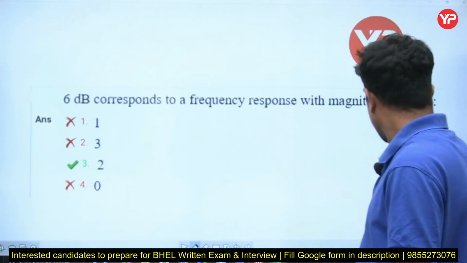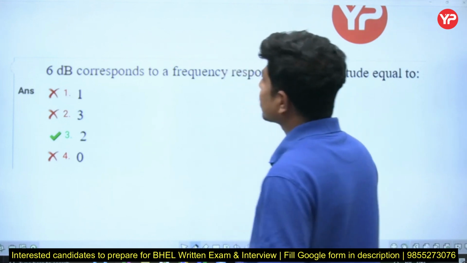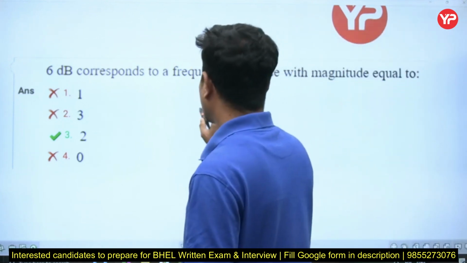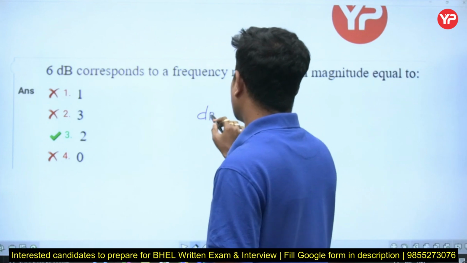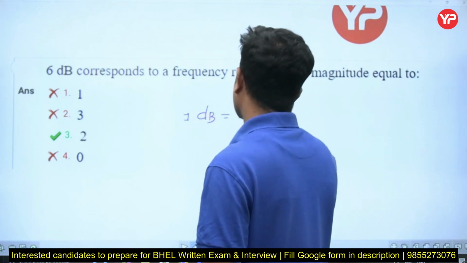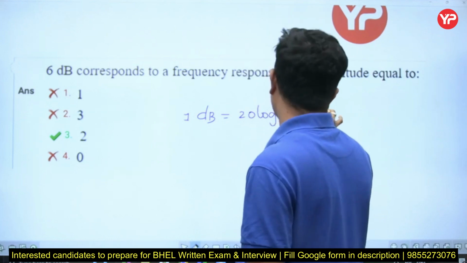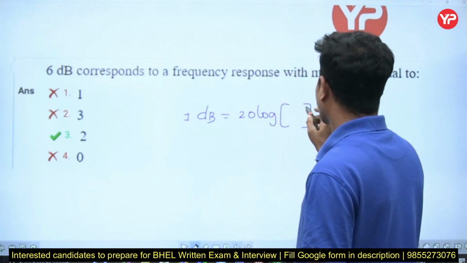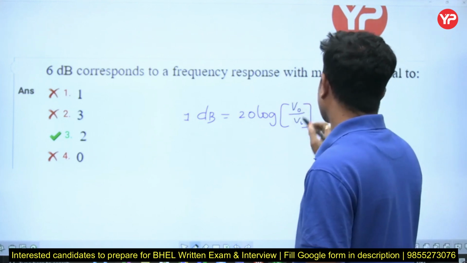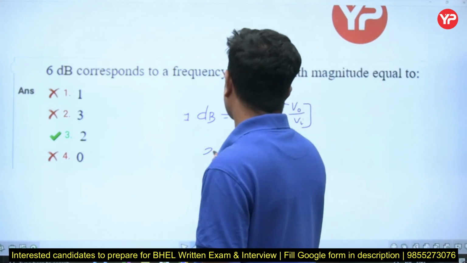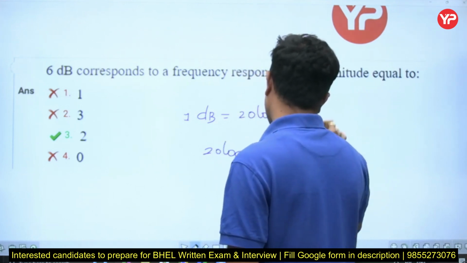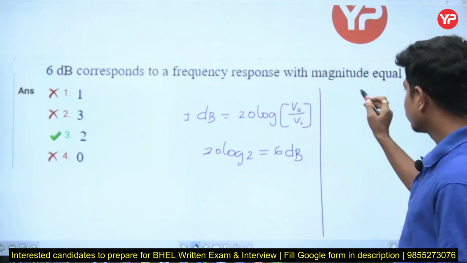Next question, please. 6 dB corresponds to a frequency response with magnitude equal to what? What is the normal value? What is the decibel value? 1 decibel is equal to 20 log of that particular value. V0 by Vi we can take. But he is asking 6 dB. 20 log of 2 is nothing but 6 dB. Sir, how did you write it directly? I remember these values. 20 log 2 is 6 dB.